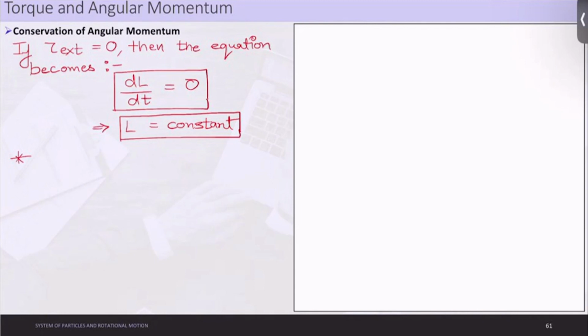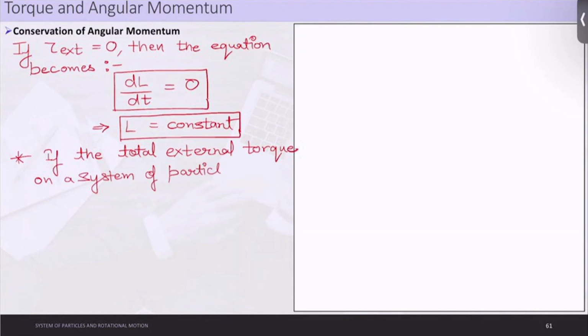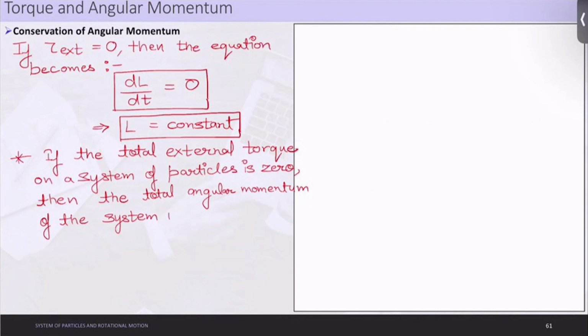Let me also write this mathematical result as a statement. If the total external torque on a system of particles is zero, then the total angular momentum of the system is conserved, right? That is, it remains constant. It is very important that it is the external torque here.